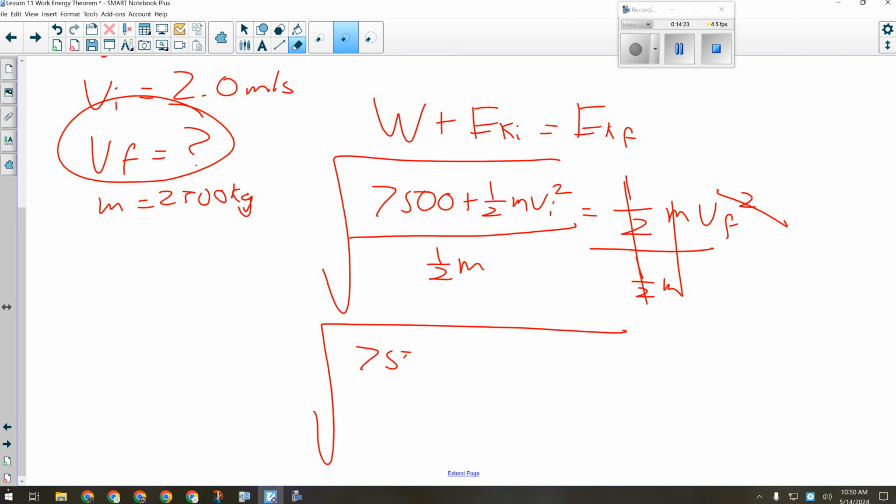So the work, 7,500 joules, plus 1/2 times 2,500 kilograms times 2 squared, that was my initial velocity or speed of the truck, and then divide that by 1/2 times 2,500. Now, at this point, sometimes people make a little mistake. People are like, oh, 1/2 of m is on the top and the bottom, I can cancel it, can I? No, there's an addition subtraction operation on top.